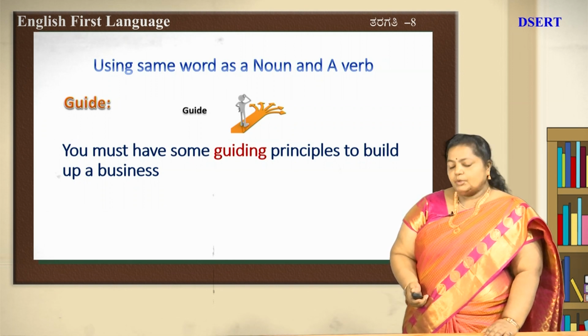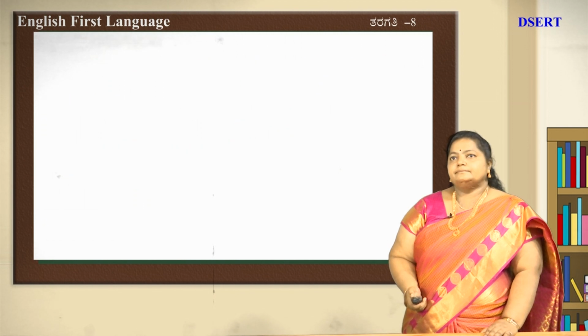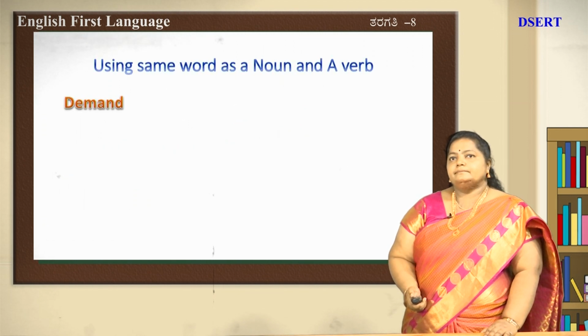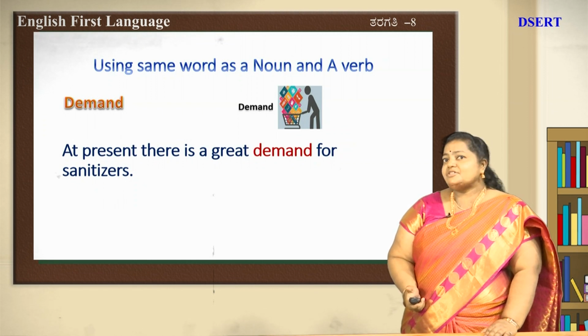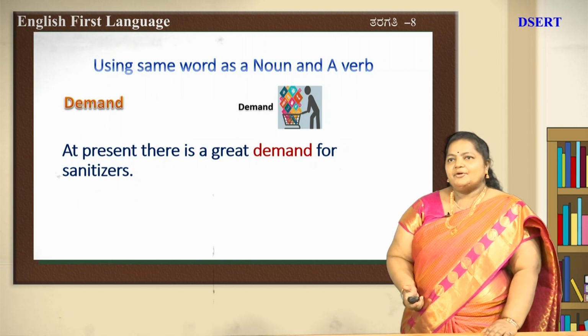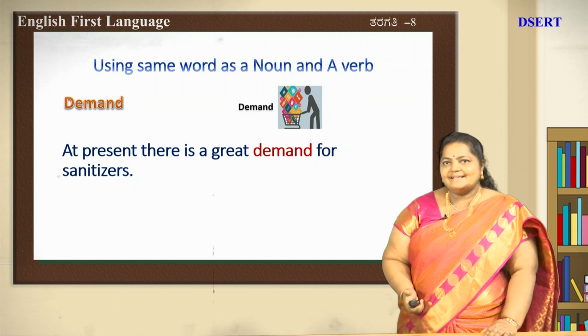Now let me show you one more example. Demand. So let's see how demand is used as a noun. At present, there is a great demand for sanitizers. Yes, we have a great demand for sanitizers because of the pandemic, isn't it? Yes. So we are using demand as a noun here.